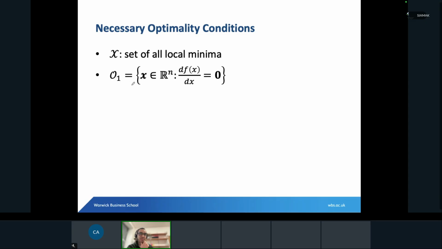O1 is all x's for which the first derivative is equal to 0. Are X and O1 the same? Do you think these two are the same? X is the set of all local minima that we have, and O1 has the x's in which the first derivative is equal to 0. Are these the same? What do you think?